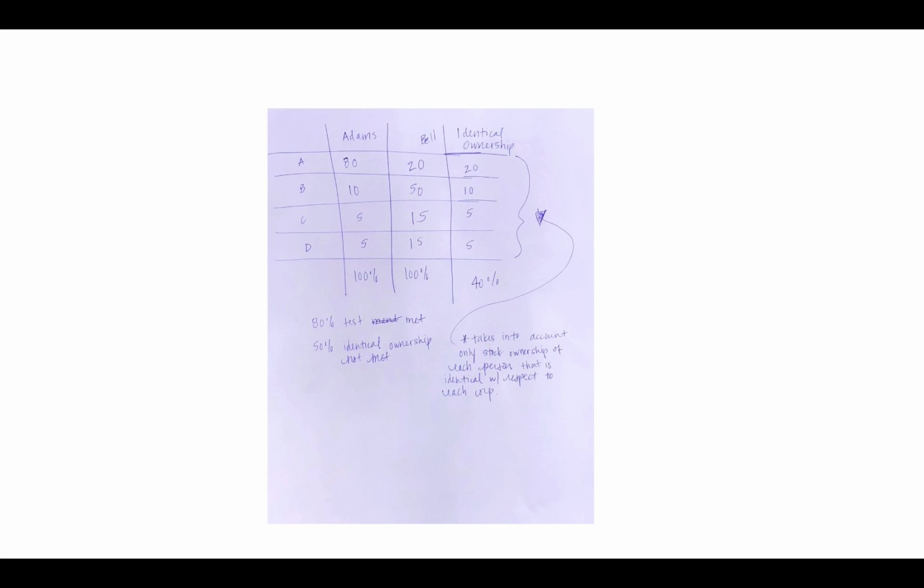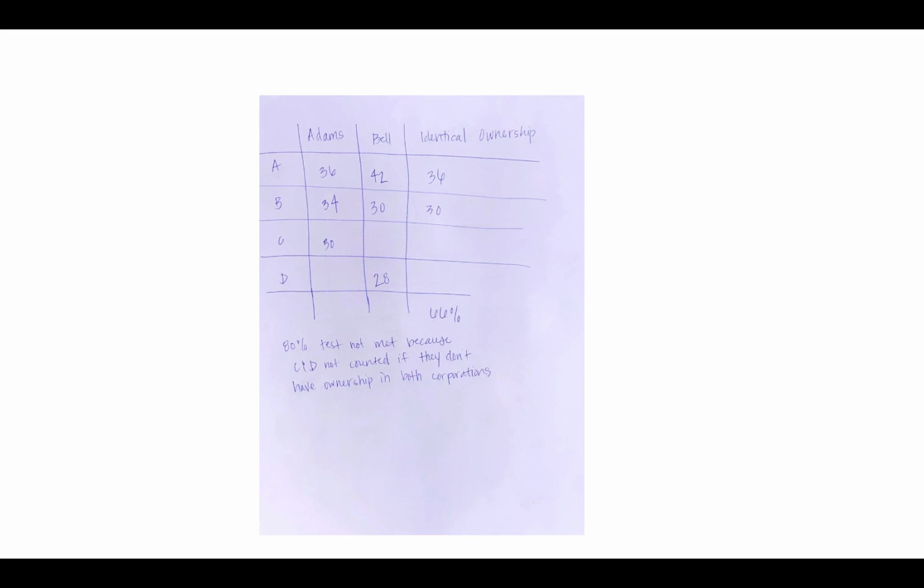The 80% test is met. You can see we have Adams and Bell. Excuse me, A, B, C, and D are owning more than 80% of Adams and Bell, but I have to meet both. So these are not brother-sister control groups.